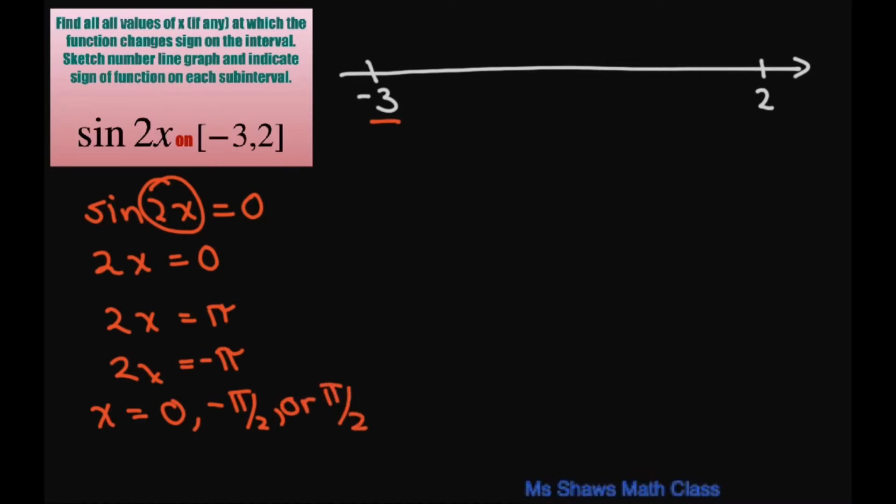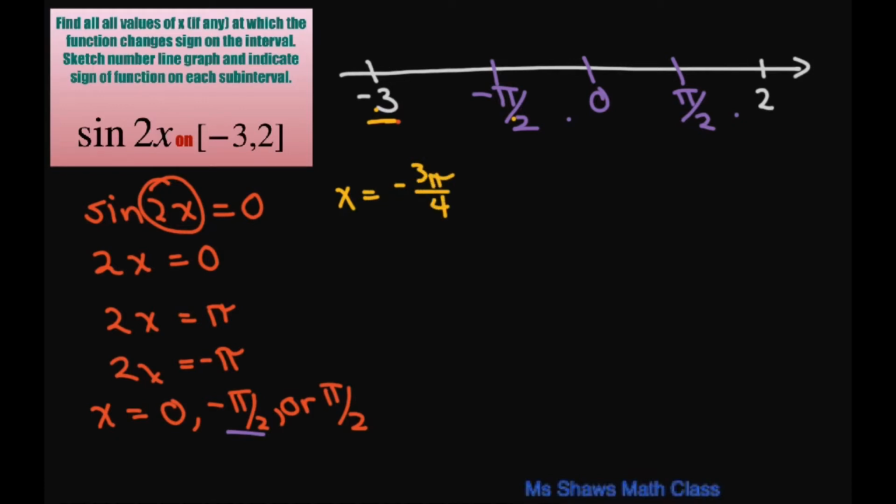So let's put those on our number line. We have -3, so the next one would be negative pi divided by 2, 0, pi divided by 2. So it looks like we have 1, 2, 3, 4 subintervals here. So we're going to have to test a point between -3 and negative pi divided by 2. So let's test x equals -3 pi divided by 4.